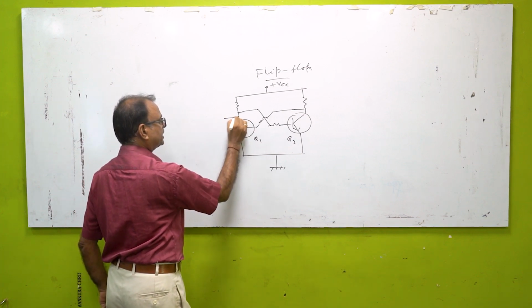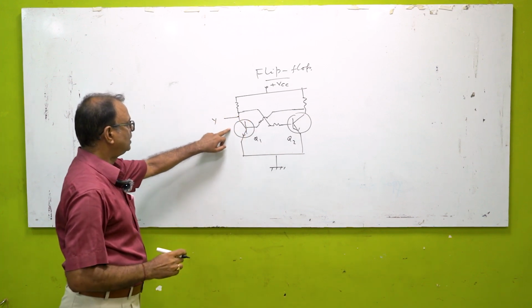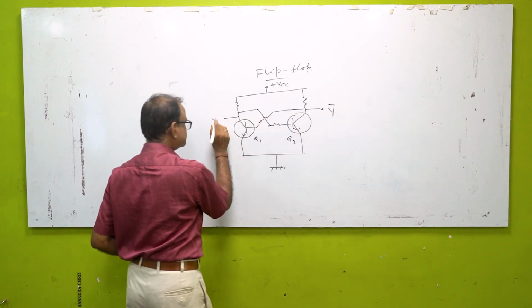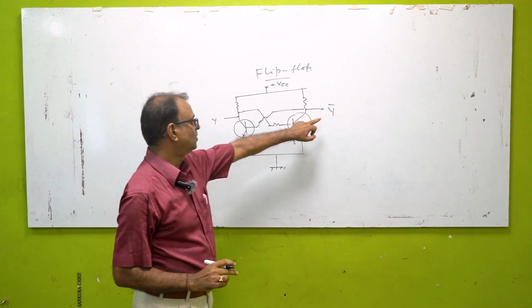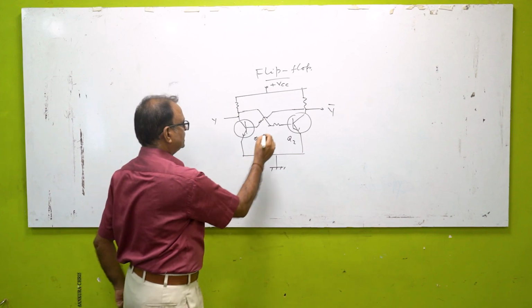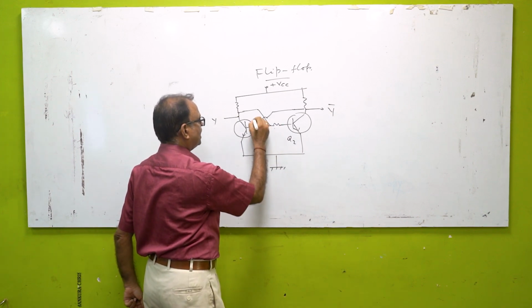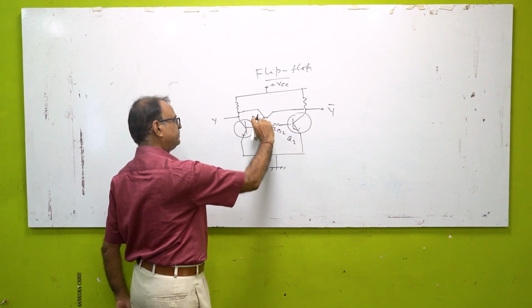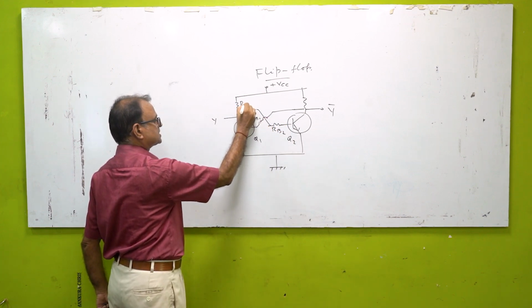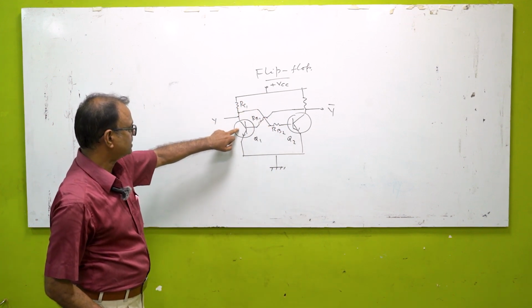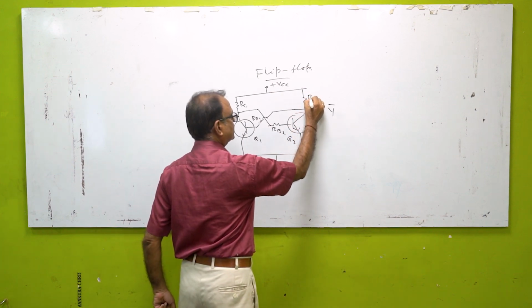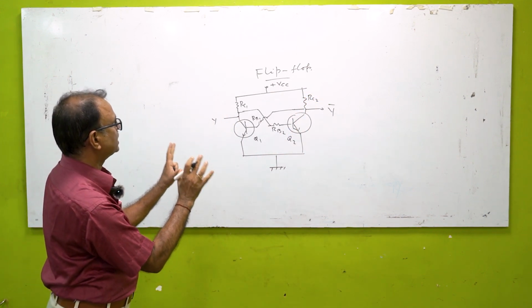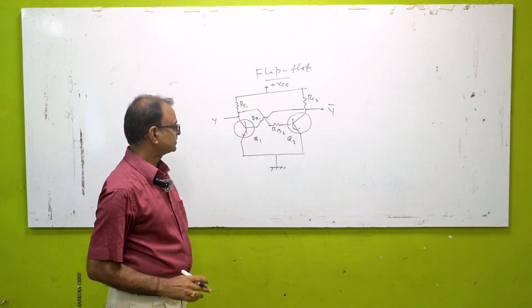The output can be taken either from the collector of Q1 or from the collector of Q2. Call them respectively Y and Y bar. These two resistances are RB1, RB2. These are the base resistors. This is RC1, the collector resistor of the first transistor, and RC2 is the collector resistor of the second transistor. So this is all about the circuit diagram of the flip-flop.